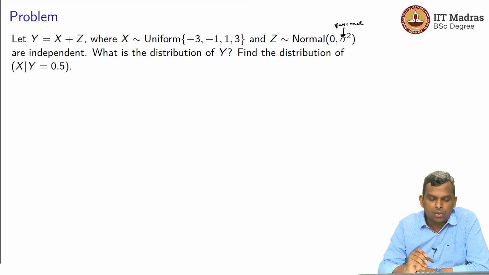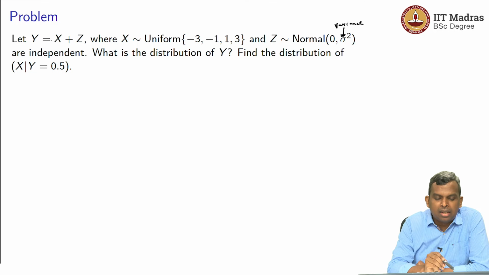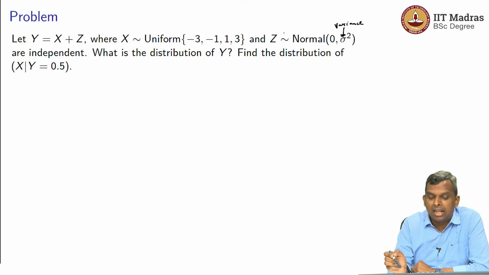Okay, so I'm going to define Y as X plus Z. X is uniform on -3, -1, 1, 3, and Z is normal with mean 0 and variance sigma squared, and these two are independent. Now the question asks, what is the distribution of Y, and find the distribution of X given Y equals 0.5.